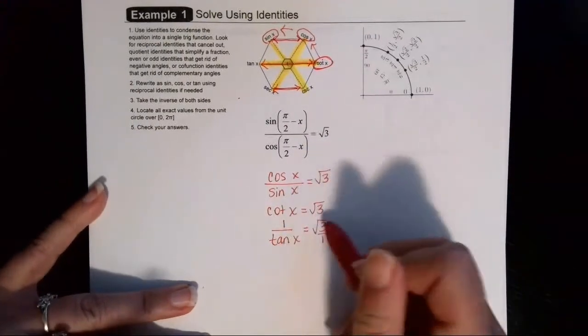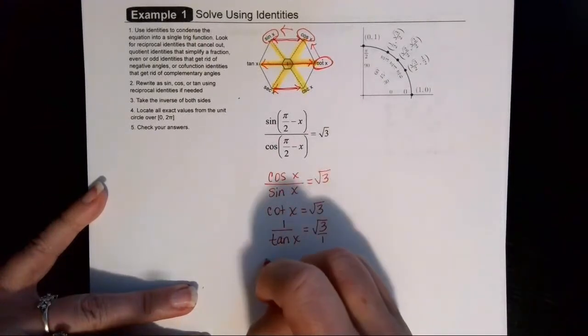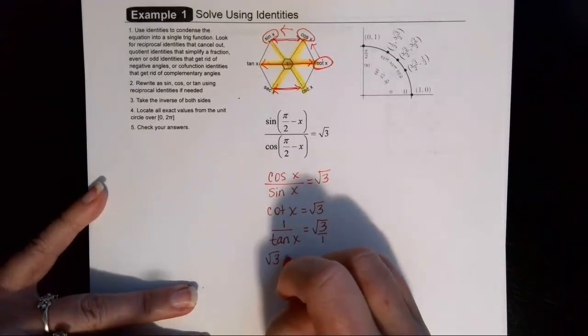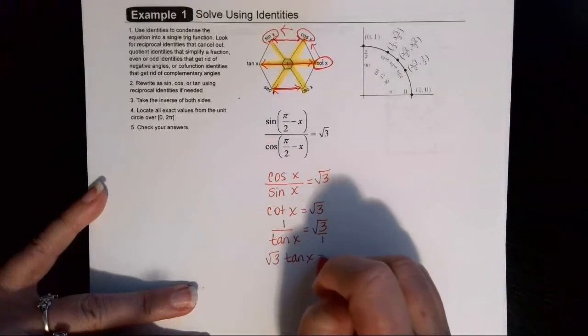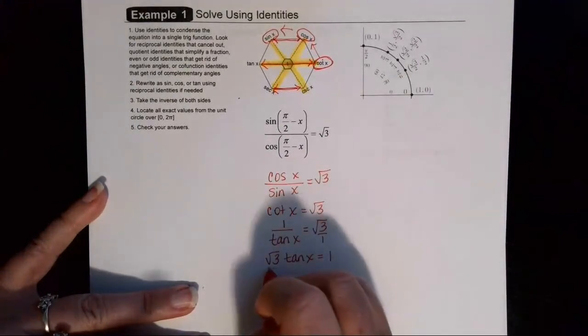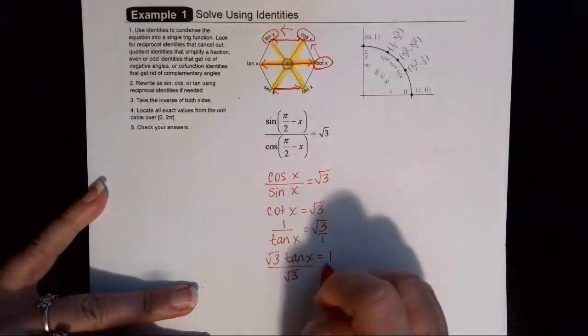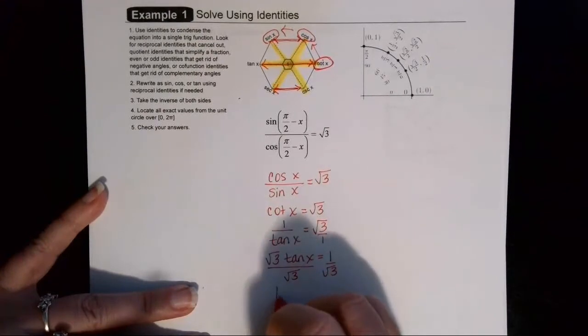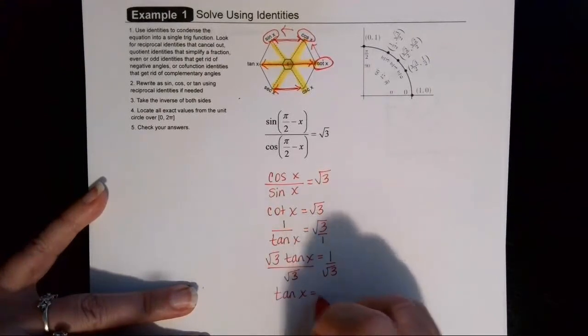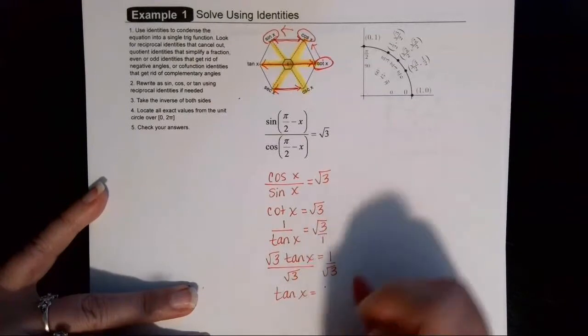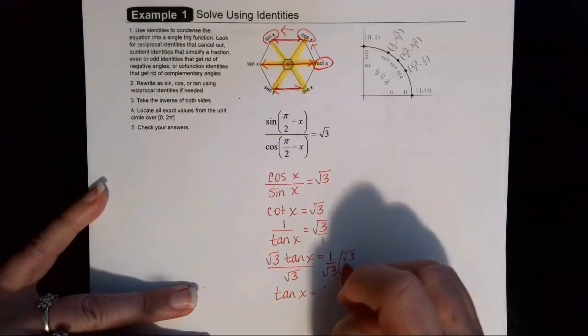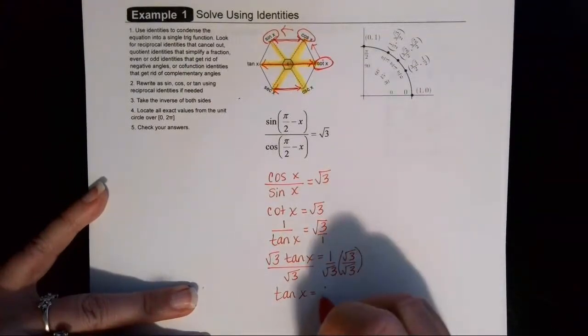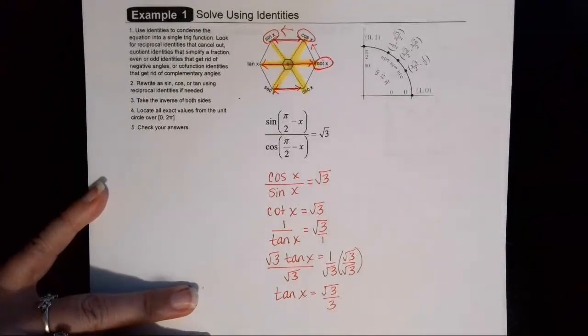So since cotangent of x is the same as 1 over the tangent of x, now when I cross multiply, I'll have square root of 3 tangent of x equals 1, and I'll divide both sides by the square root of 3, and tangent of x is equal to, we're going to rationalize this denominator here real quickly, and tangent of x is equal to the square root of 3 over 3.